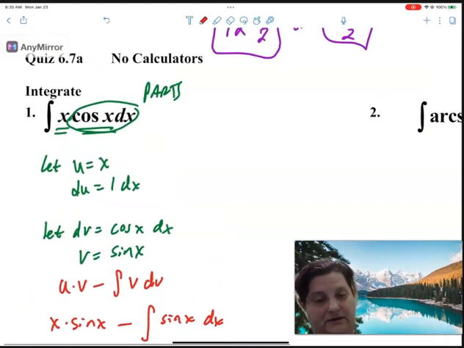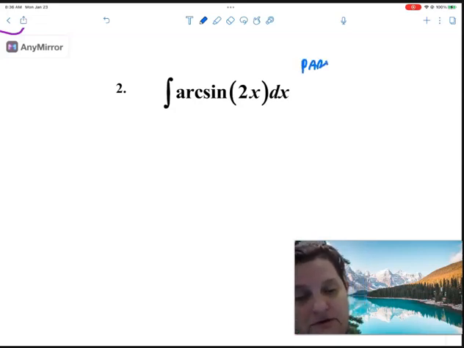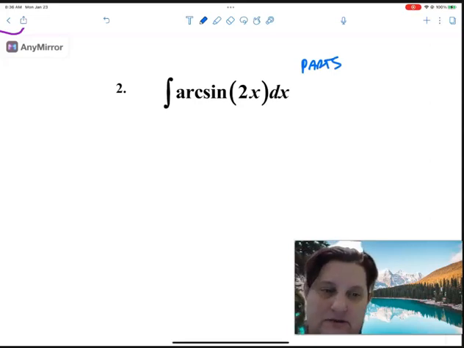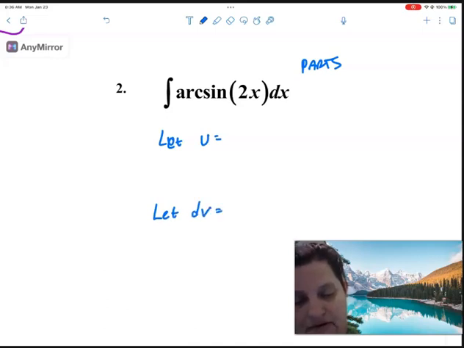So now let's take a look at number 2. We know that we can take the derivative of arcsine and arctan. We can't integrate those. So this is also integration by parts, and it's because of certain things like arcsine and ln of x. We know what the derivatives are, we don't know what the integrals are. So let u equal, let dv equal.